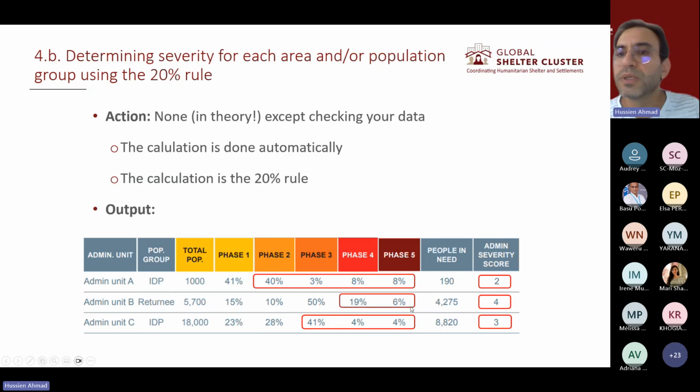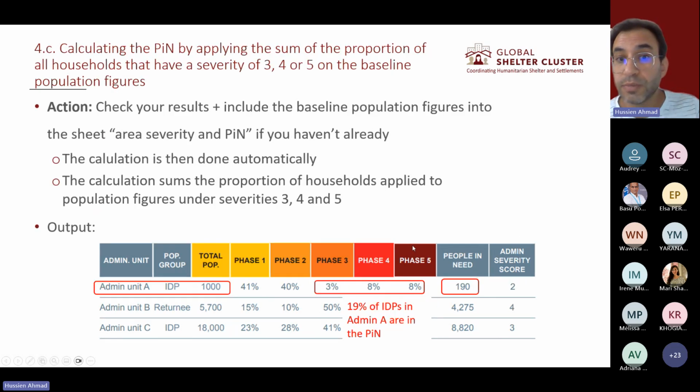Similarly, for the last one, we have the admin severity score, and the PIN figure will be calculated according to how many are living in severity 3, 4, and 5. Here we have 3, 8, 8. They are 19%. 19% of 1,000 is 190. Although the severity score of this area is 2, we still have some people in need. This is important to notice, and this is important to highlight.